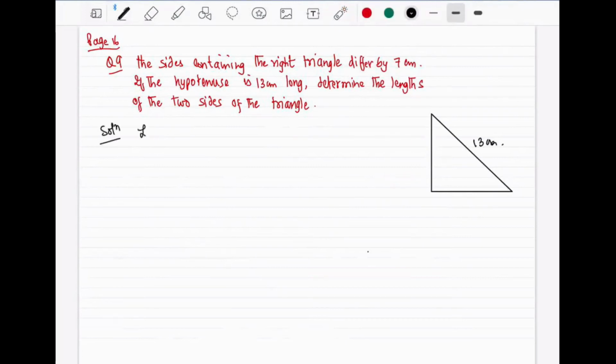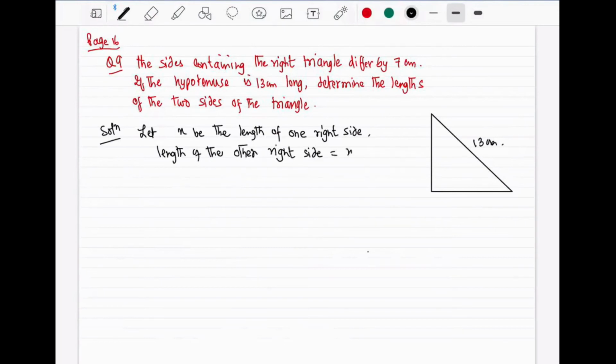Solution. Let x be the length of one right side. Then the length of the other right side is equal to how much? X plus 7, because they differ by 7. I'm putting here, this one is x, the other is x plus 7. The question wants us to determine the lengths of the two sides. Find out x, then we will find out x plus 7 very easily, right?